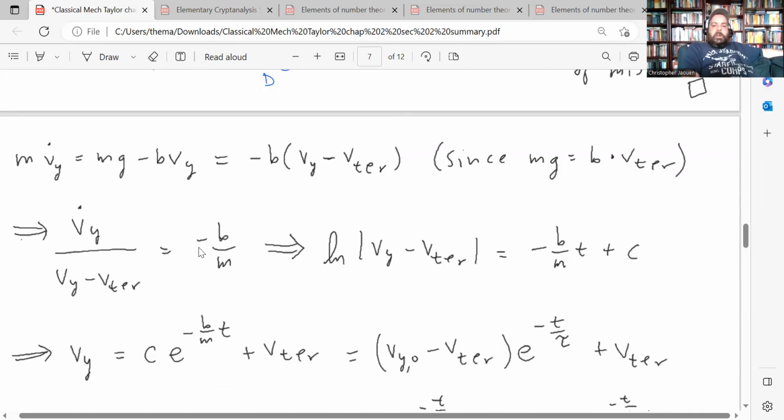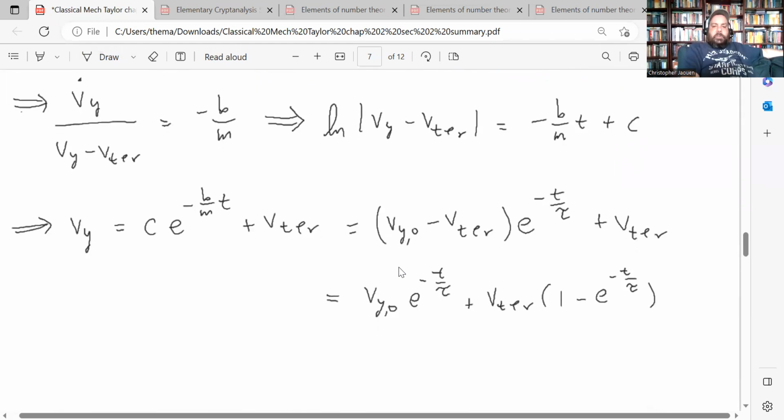And then we can separate variables and integrate to get the solution for vy, which looks like this. And then you can figure out what the value of c is by plugging in v. Here I'm calling the initial velocity in the y direction v sub y comma 0. So plugging that in for vy and 0 in for t, you get this expression here, which he writes in a slightly different way just by rearranging some things. So this is the equation for vy, right?